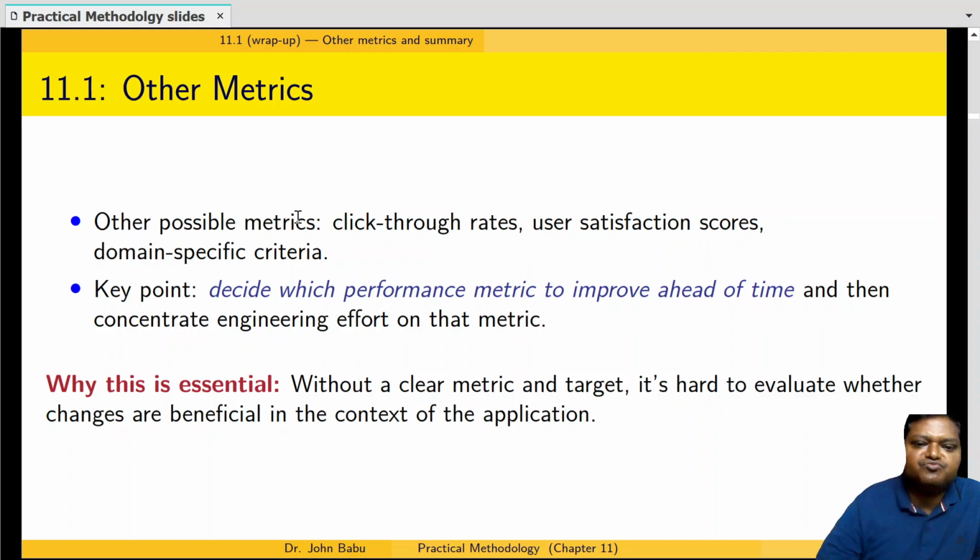And apart from this, we have other metrics also: click-through rates, satisfaction surveys, domain-specific criteria. So without a clear metric or target, it is very hard to evaluate whether our system is performing better or not.